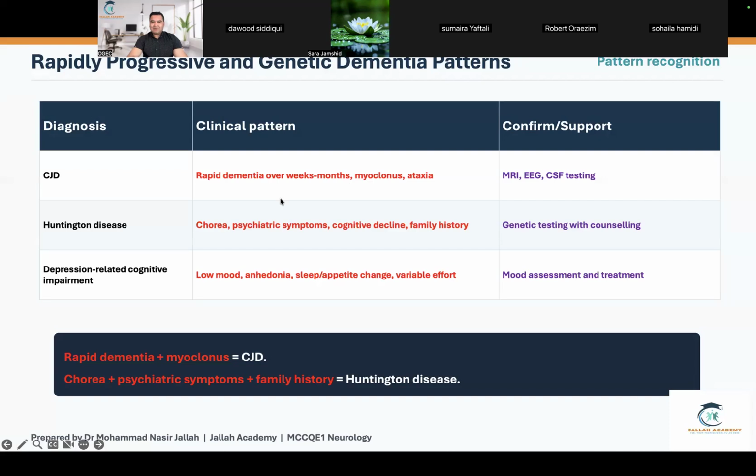So almost the same thing, but not as rapid, but chorea. Okay? Chorea, psychiatric symptoms, cognitive decline, family history, genetic testing. Depression related, obviously we know: low mood, anhedonia, sleep or appetite change, variable efforts, mood assessment and treatment.